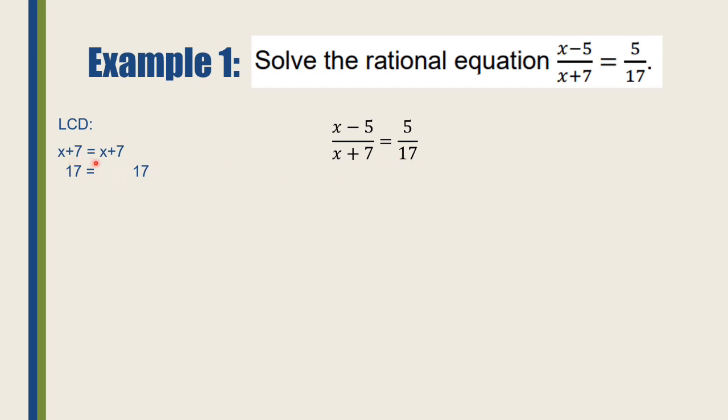So what are the factors of x plus 7? We have here x plus 7. The factor of 17 is 17 also. So what is now the LCD? So we have here the LCD, x plus 7 and 17. Then we are going to multiply the LCD to the equation.